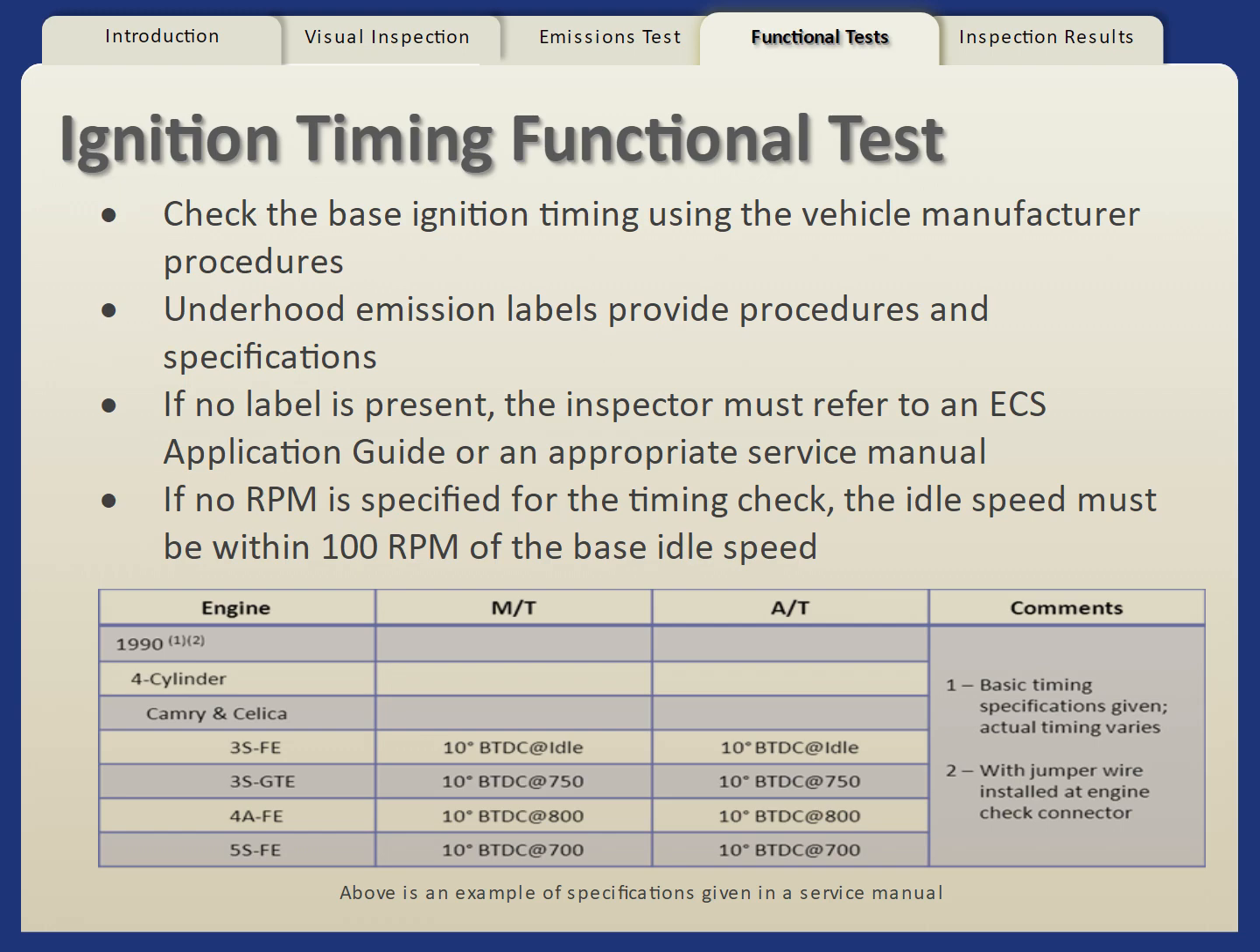Inspectors must check the base ignition timing using vehicle manufacturer procedures. Many underhood emission labels provide procedures and specifications for checking the ignition timing. If no label is present or if the procedures are not on the label, the inspector must refer to an Emission Control Systems Application Guide or appropriate service manuals. If no RPM is specified for the timing check, the idle speed must be within 100 RPM of the base idle speed.